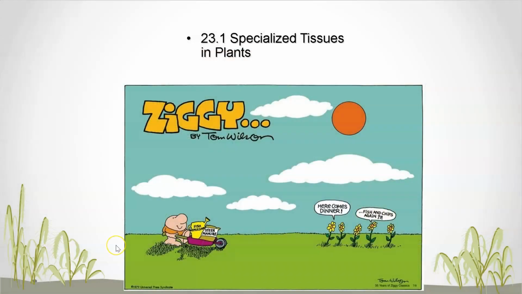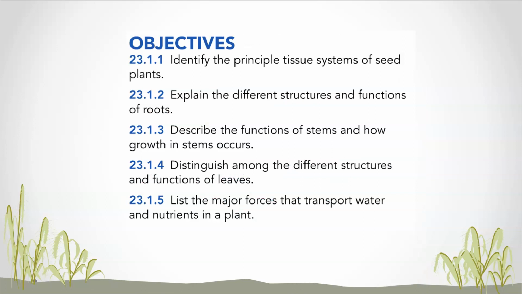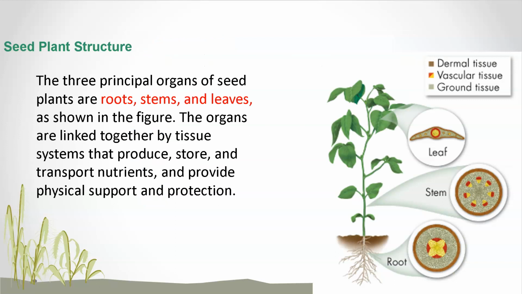All right, so plants. We've been talking about plants. I'm going to cover the first two lessons in 23 during this video. Here are some objectives for 23.1: principal tissues of plants. We're going to talk about structures and functions of roots, stems, and leaves, and also how plants transport water. So, seed plant structure. The three principal organs of seed plants are roots, stems, and leaves. The organs are linked together by tissue systems that produce, store, and transport nutrients and provide physical support and protection.